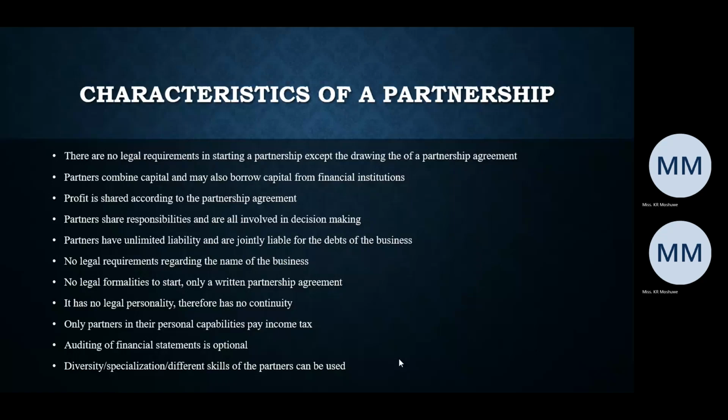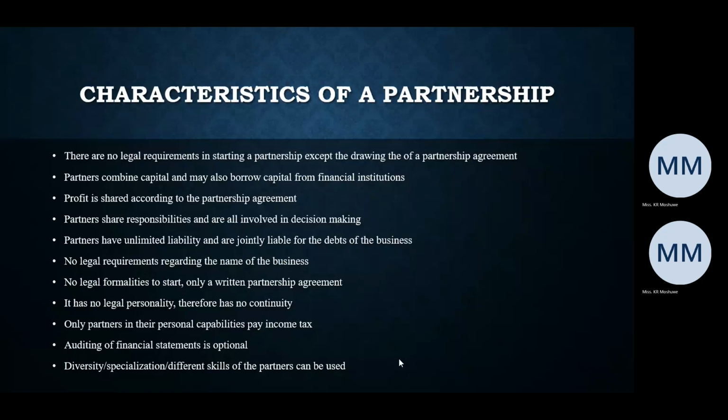Right? Partners can combine capital and may also borrow capital from financial institutes. So the both of you come together, you each take out 50,000 rand, for instance, to start your business. That's your starting capital, 50,000 rand from one partner and another 50,000 rand from another partner. But that may also not be the case, because each partner can take out different capital to start up, you know.